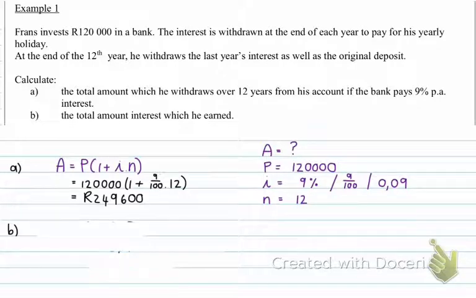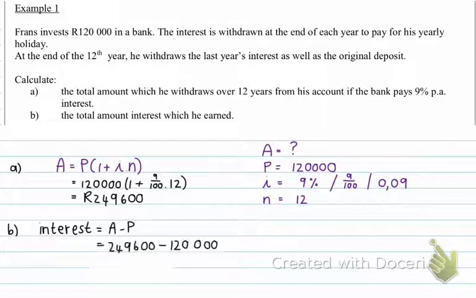Okay, let's look at the total amount of interest which was earned. Now, the interest that was earned, only the interest, not the initial amount that was invested. We can use the formula, the final amount minus the initial amount, A minus P. All right, and if you put in those values, you will get the answer of 129,600 rand.